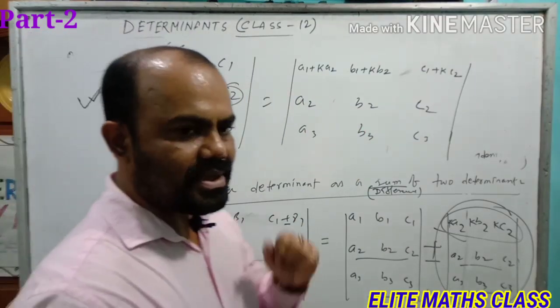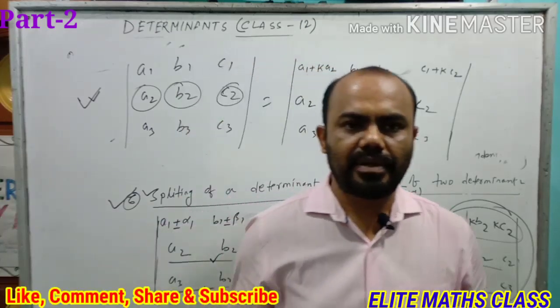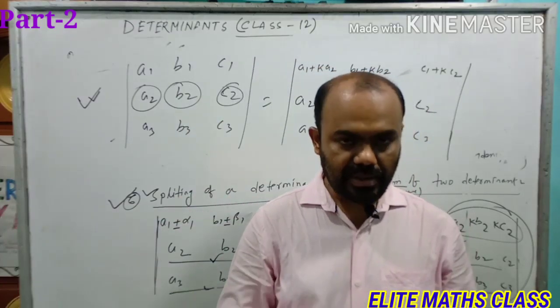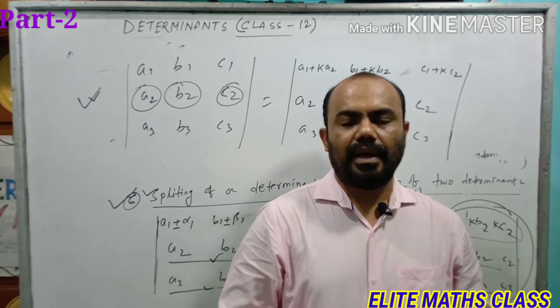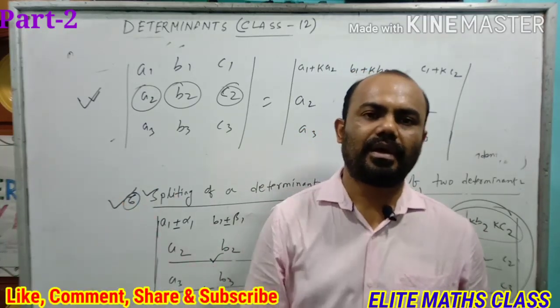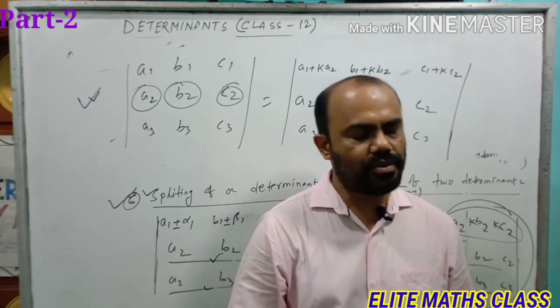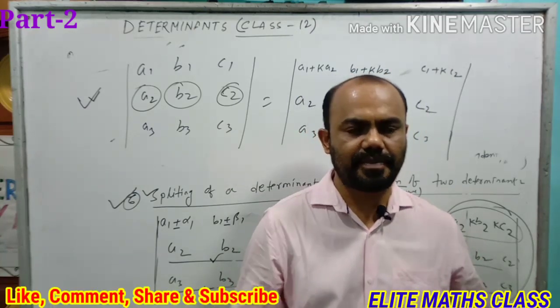So these are the properties. Another property remains, this one is related to minors and cofactors. So after discussing minor and cofactors, I will discuss that property. These are the properties, and beginning I have shown the shortcut method of finding the value of a 3×3 determinant, which will be very useful for your entrance exam preparation.